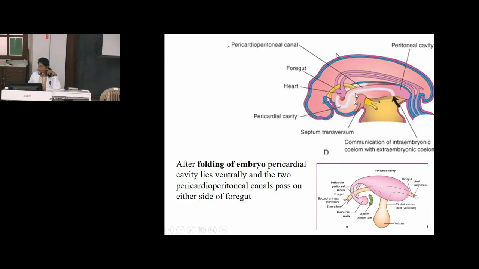So why do we need to understand this? How are the lungs developing, from which germ layers? From which germ layers are the lungs developing? In the last session we have seen all the derivatives of the germ layers. Yes?